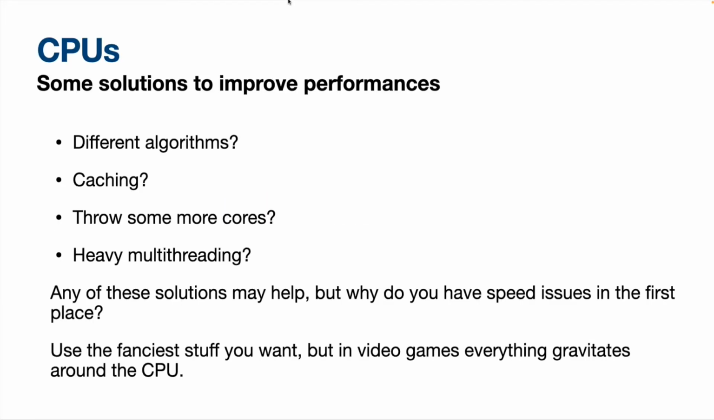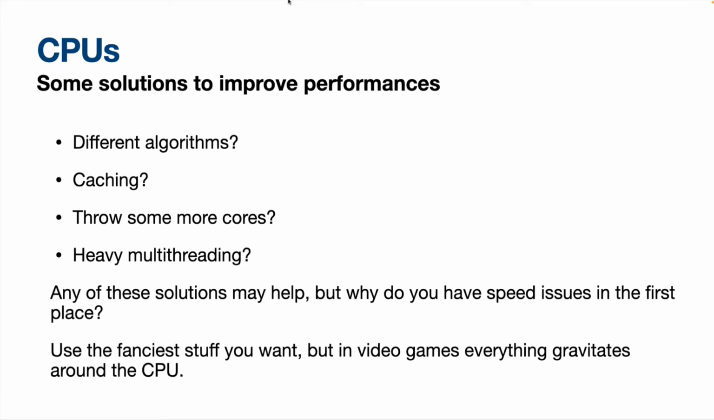And well, the kinds of optimization that you could do are, for example, switching the algorithm. Maybe you don't need to have the exact solution, but can just use a greedy algorithm. You may use caching to improve performance. Well, unless you're on a console, you could also throw some more cores at the game. Then you would be fine. And any of these solutions will help.